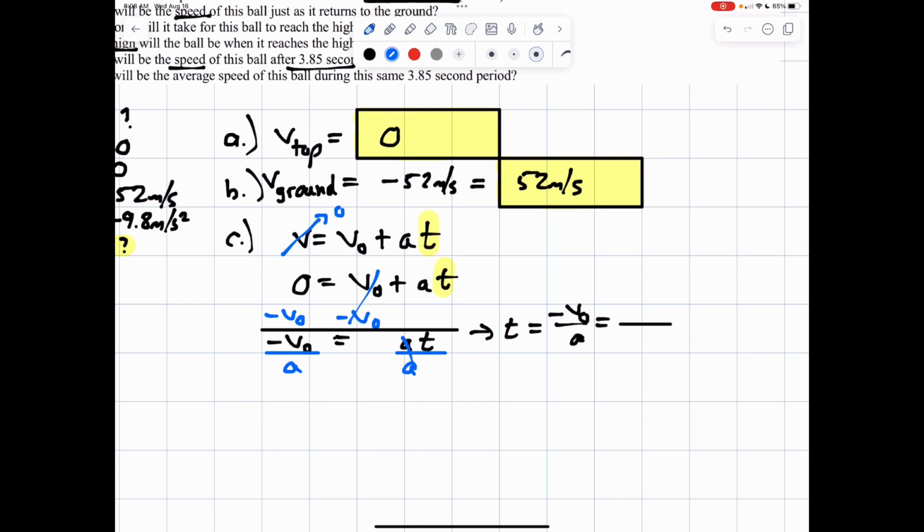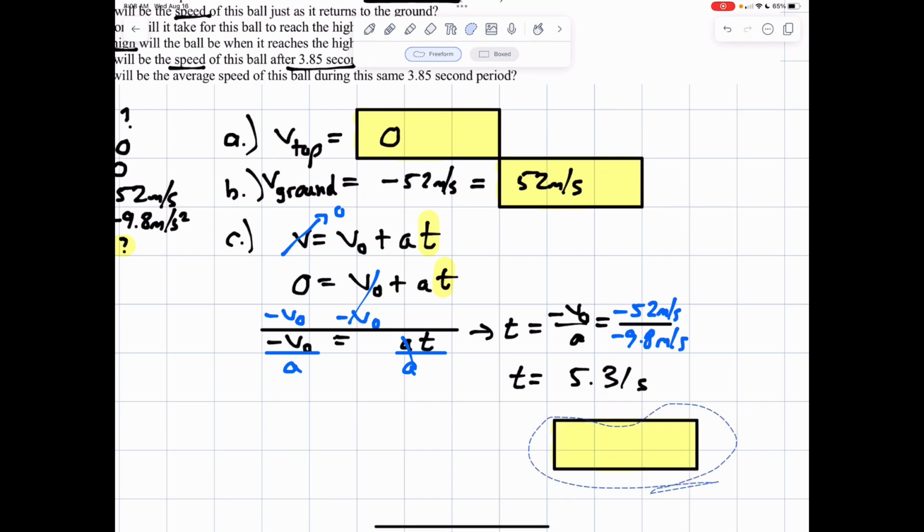Which is going to be negative 52 meters per second, over a, which is negative 9.8 meters per second squared. Okay, and when you divide negative 52 by negative 9.8, you get a positive, and so 52 over 9.8 is about 5.31 seconds. So it takes a little over 5.3 seconds to get to the highest point.